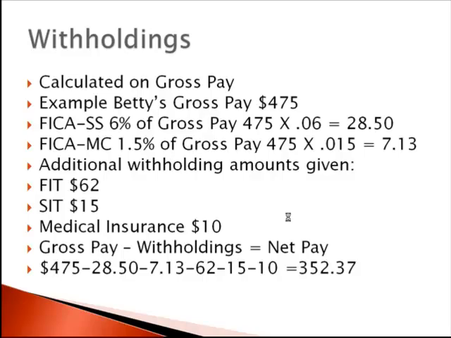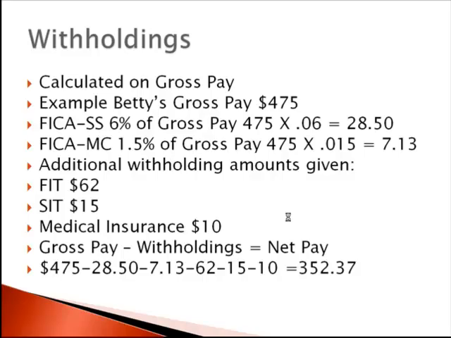For your purposes, you'll be given the rate to use for homework and exam questions, and typically it will be 6% for Social Security and 1.5% for Medicare. Any other tax rates would also be given to you for that particular problem. Note that all taxes are based on gross pay, or a percentage of gross pay. So back to our example here. Our gross pay was stated in the previous slide.